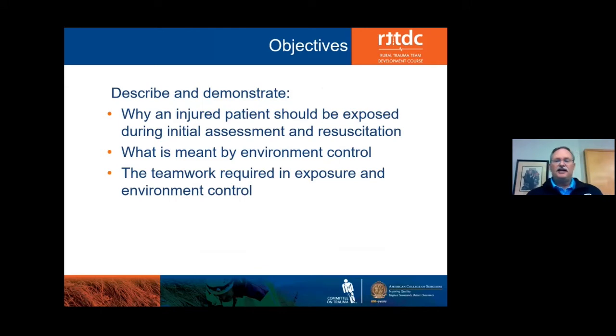The objectives for this are to determine why the injured patient should be exposed during the initial assessment and resuscitation, environmental control and what that means, and then the teamwork required to expose and take care of the environment.